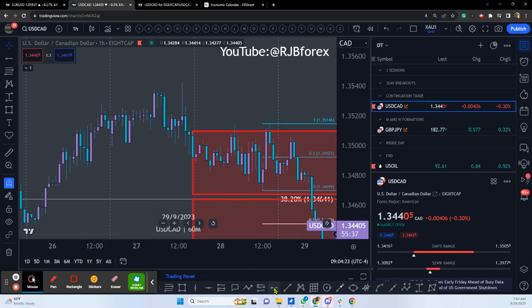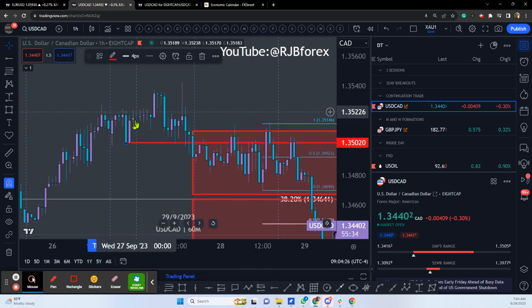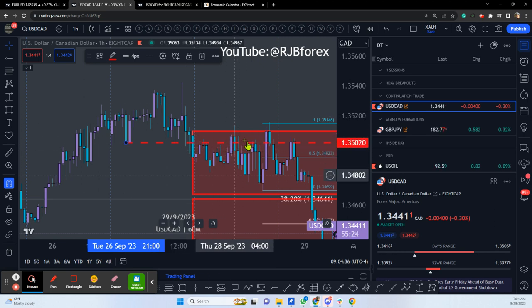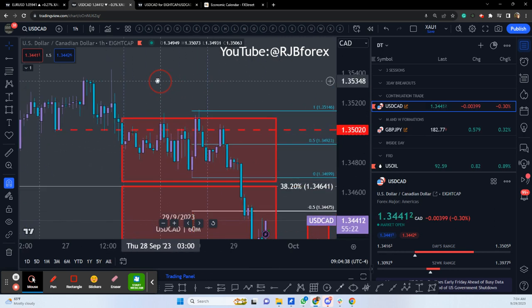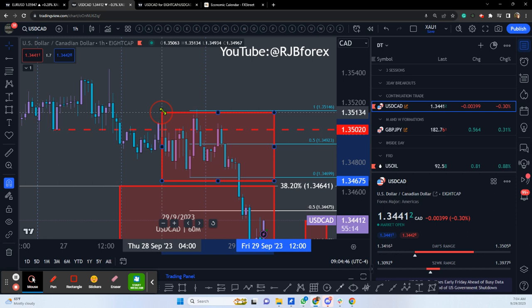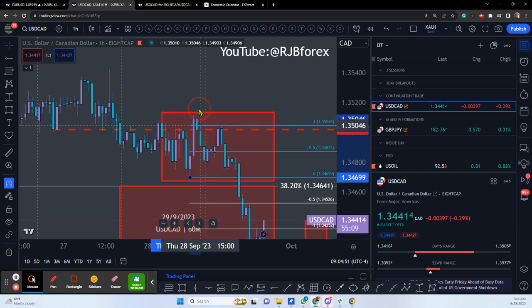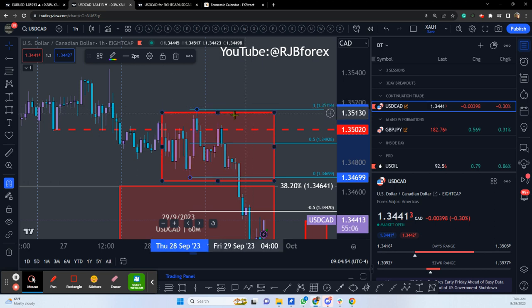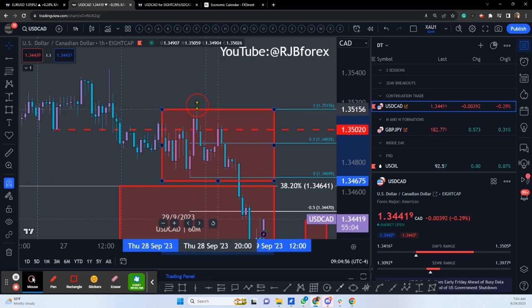So it broke the structure over here. Broke the structure and was very choppy on Thursday. Now, this created a range. So I'll just, from the high and low of that range, what I've done is I've basically just stuck a measuring tool on the high of the range, and the low of the range down here.